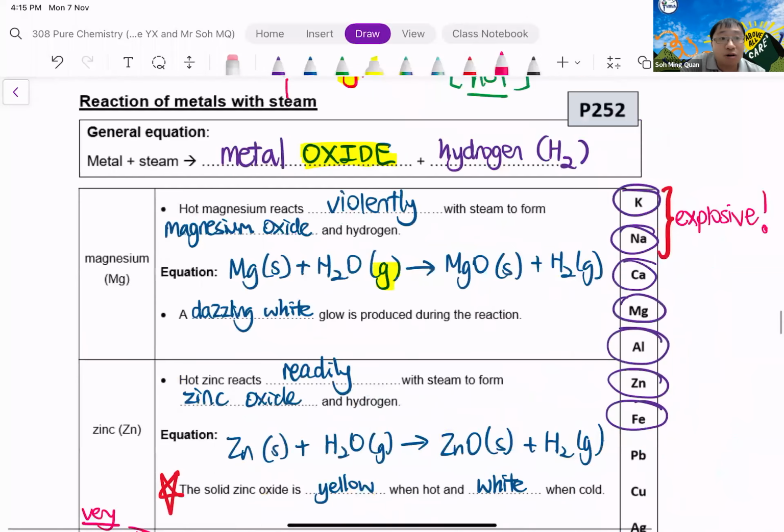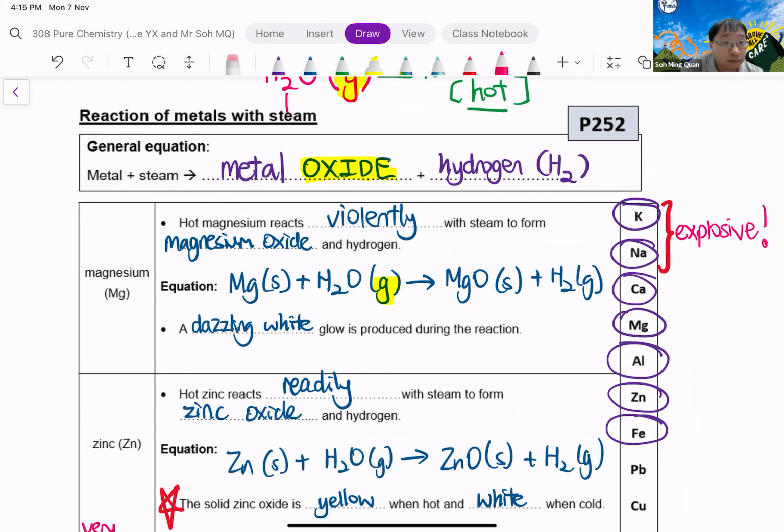So you notice that aluminium is in between magnesium and zinc. This means that aluminium is more reactive than zinc. So if zinc can react readily with steam, aluminium, being more reactive than zinc, should definitely react with steam. Okay, so this is how you use the reactivity series to predict. So aluminium reacts with steam for sure, because it's more reactive than zinc, and zinc can already react.